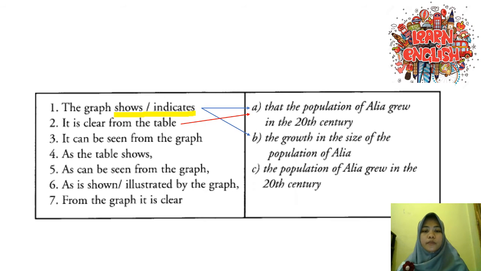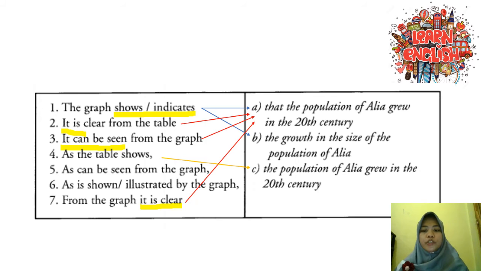Next one, it is clear from the table that. You should use that there, because if you don't use that, you will have a double subject and double verb there. You can also say it can be seen from the graphs that. Again, if it has a subject and verb, I suggest you always use that here. It is clear, it can be seen, so you can follow with that here. And then as the next one, from the graph it is clear that.